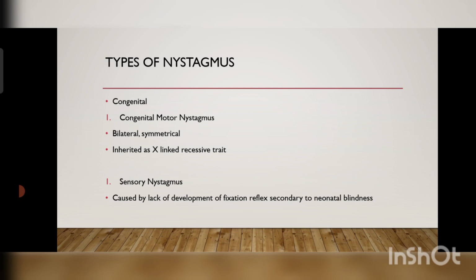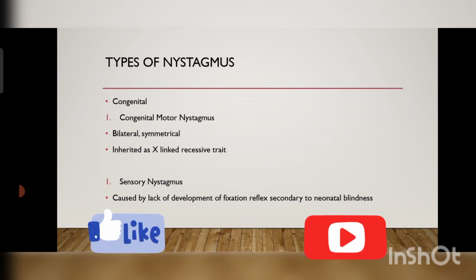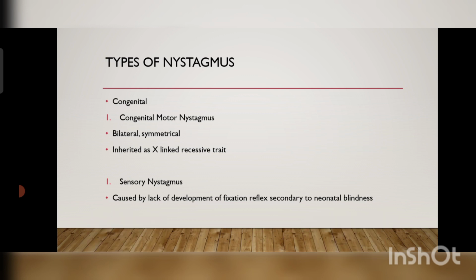Now coming to sensory nystagmus. Sensory nystagmus is caused by lack of development of the fixation reflex secondary to neonatal blindness. If the child has congenital blindness, like congenital cataract, optic nerve atrophy, or congenital retinal disorders, he can develop sensory nystagmus.